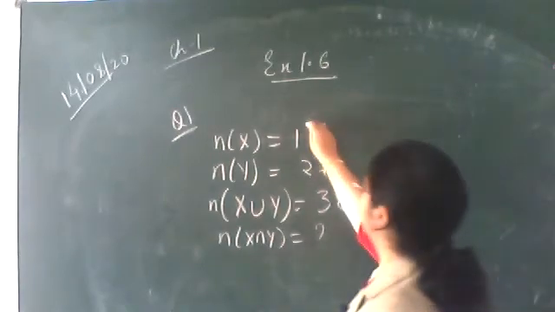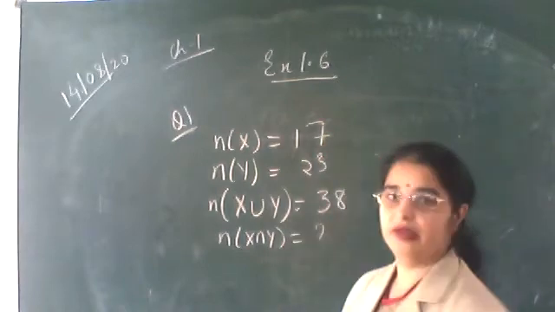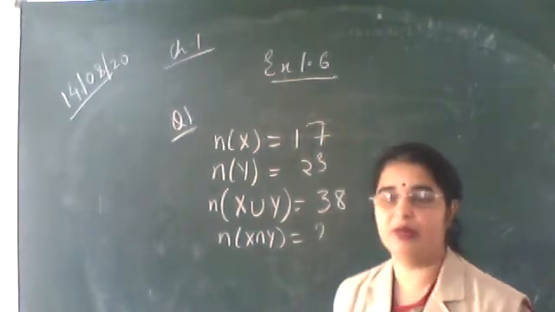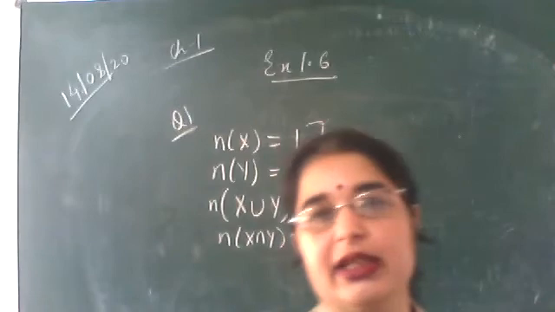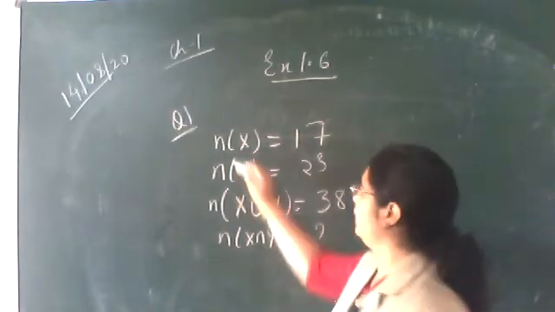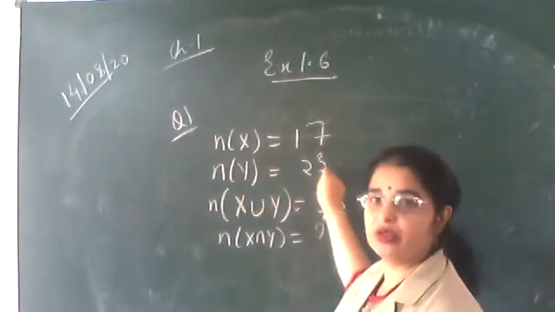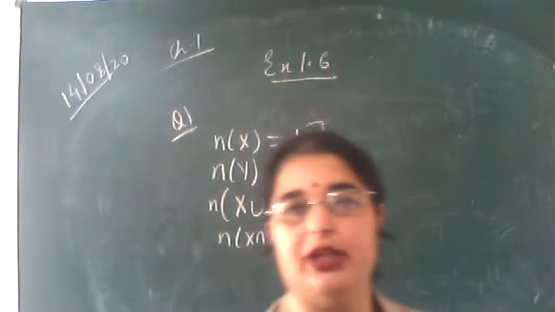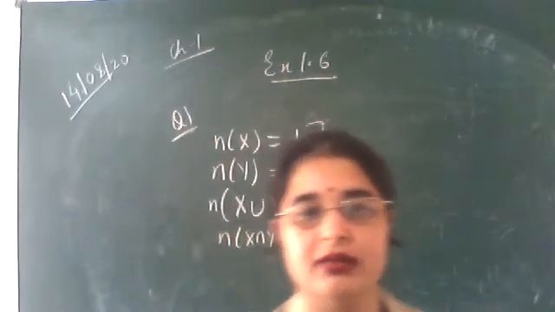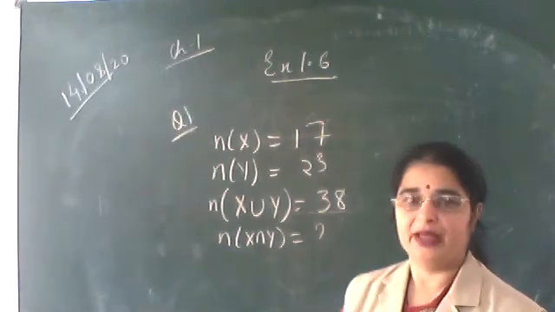Just see, this is 17. Clear? n(x) means the number of elements in set x. So the number of elements in x is 17, the number of elements in y is 23, and the number of elements in x union y is 38. Now just see what we have to find.